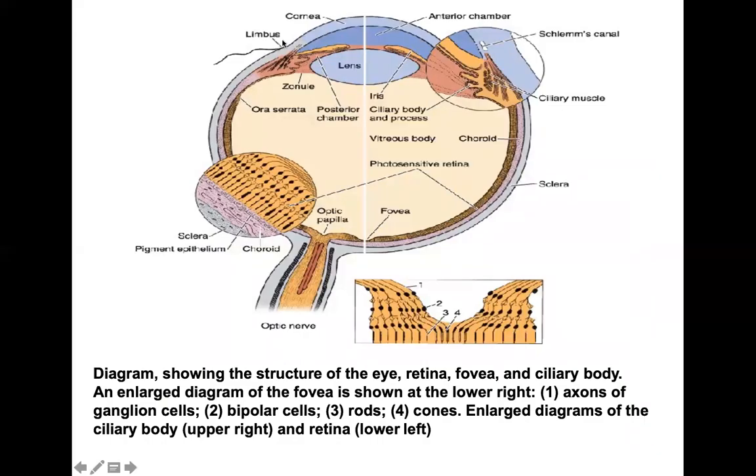Again, if we look into this structure, the outer layer is your cornea, which is continuous posteriorly with the sclera. You have the middle coat, the iris and your ciliary body, continuing posteriorly as your choroid. Then you have your innermost layer, the retina. This here is the optic disc or the optic papilla. This is considered the blind spot, where the optic nerve leaves the retinal layer at the posterior aspect of the eye.